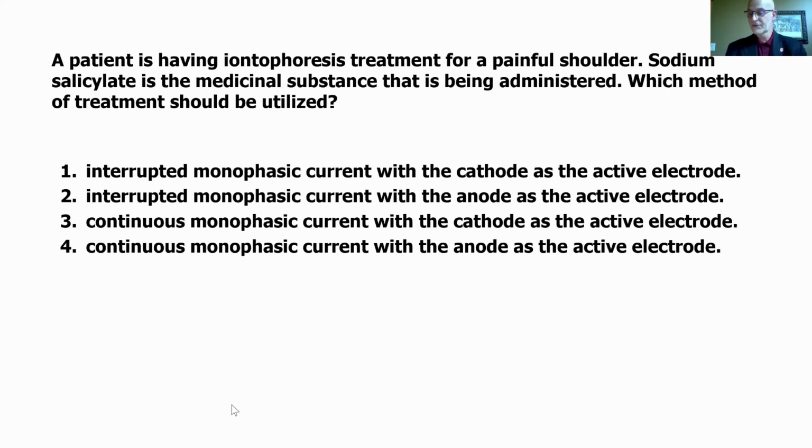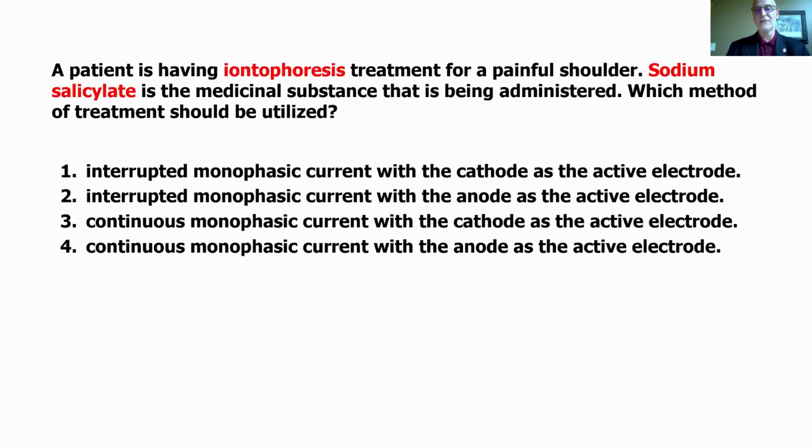Okay, I'm going to start to talk about this one. A patient is having iontophoresis treatment for a painful shoulder. Sodium salicylate is the medicinal substance that is being administered. Which method of treatment should be utilized? A couple things: if you don't know anything about iontophoresis, this becomes hard. If you know a little bit and you know it uses a direct current, then you're going to eliminate 1 and 2 really quick. The real key words here are iontophoresis, that's what you're using, and sodium salicylate.